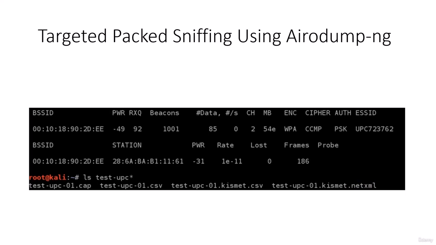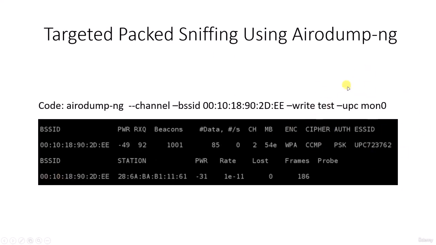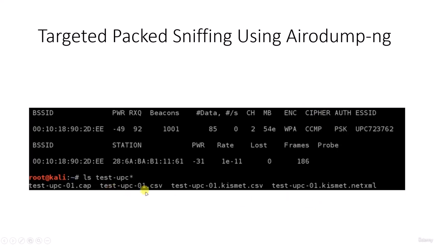What you can see is that there are lots of files, one, two, three, four files. They have different extensions: a couple of them are cap, CSV, and one of them is Kismet.netxml. If you go to your home directory where you saved this test file, you will see all of those files in your directory.